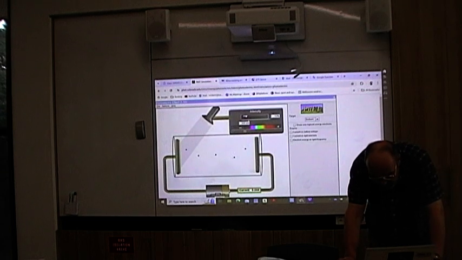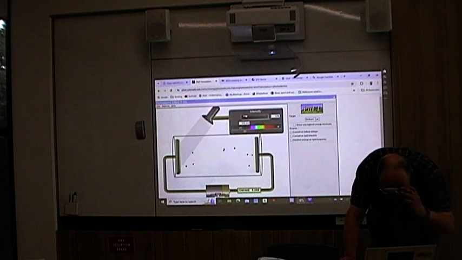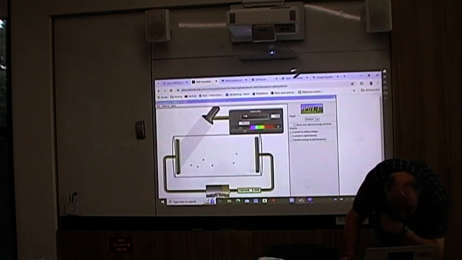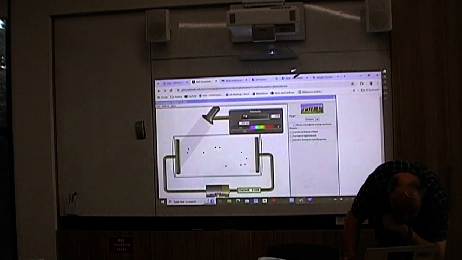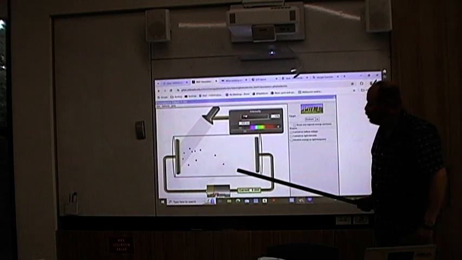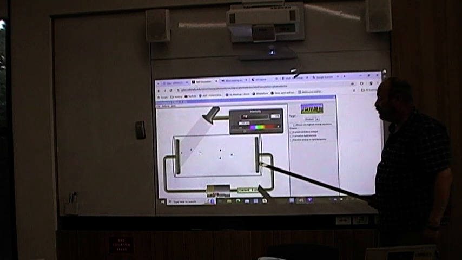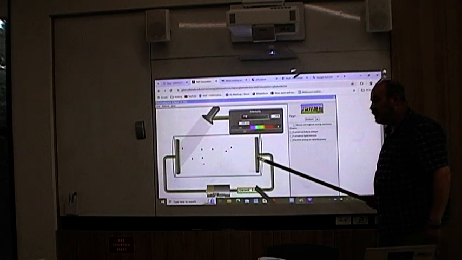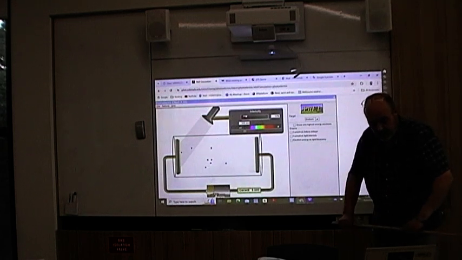Now I will apply the stopping voltage. So I will apply the negative voltage. As you can see now, at a certain voltage, electrons cannot get through the electric field. They're getting out, but the electric field is pushing them back.